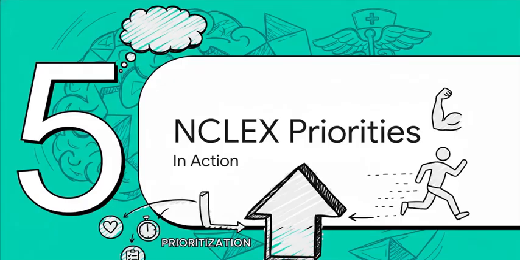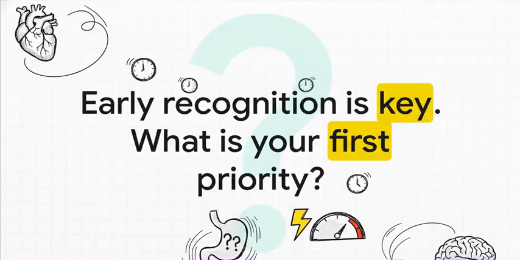Okay, so let's pivot from all the pathophysiology to what you, the future nurse, need to do. This is all about getting into that NCLEX mindset of prioritization and action. The single most important factor in a patient's survival is early recognition, especially way back in stage 1 or 2 when things are still reversible. So, when your gut tells you something is wrong and you suspect shock, what is your absolute first priority?